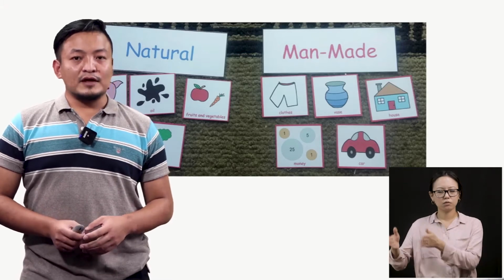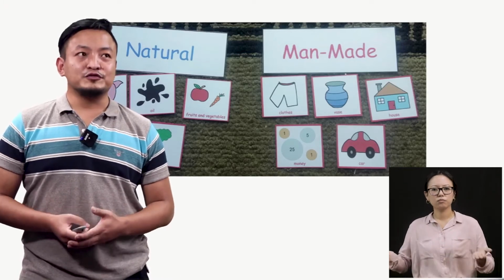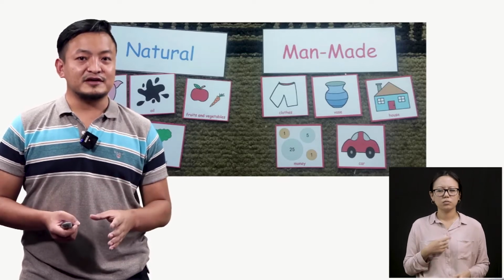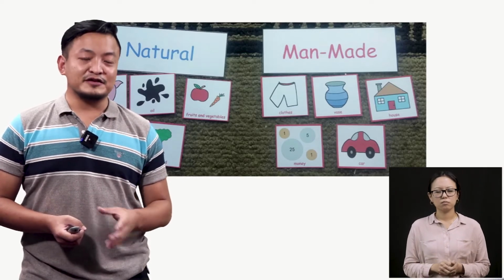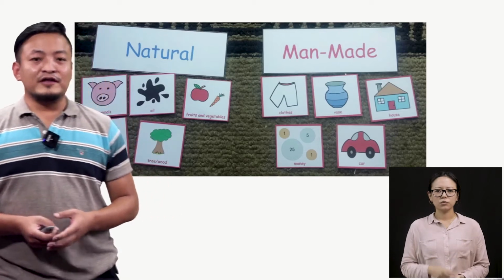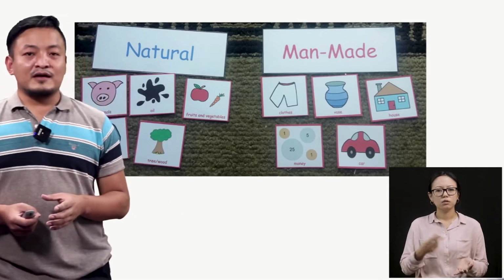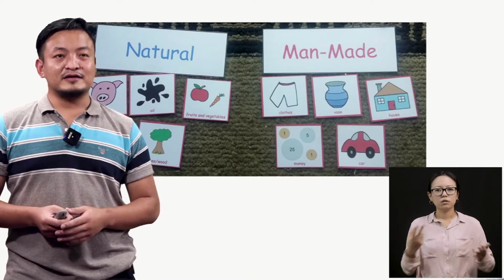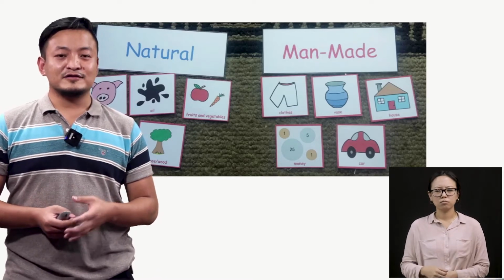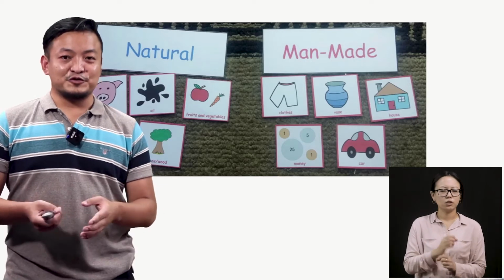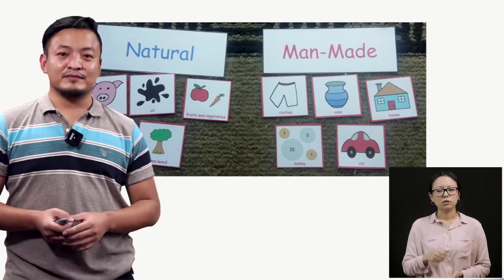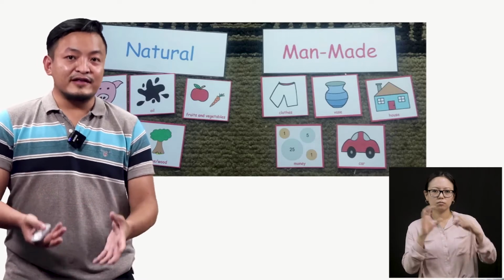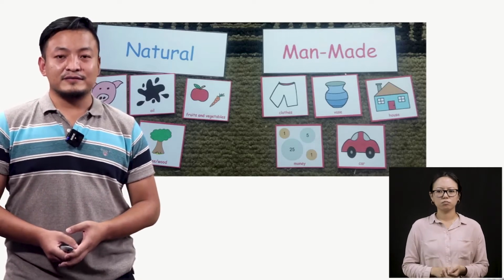Now, before we start, let me give you an example and a brief definition about man-made and natural things. So natural things are which are not made by man. Okay, I'll give you an example. Stone. Stone, it is a natural thing because we did not make stone. It was there in nature, right?